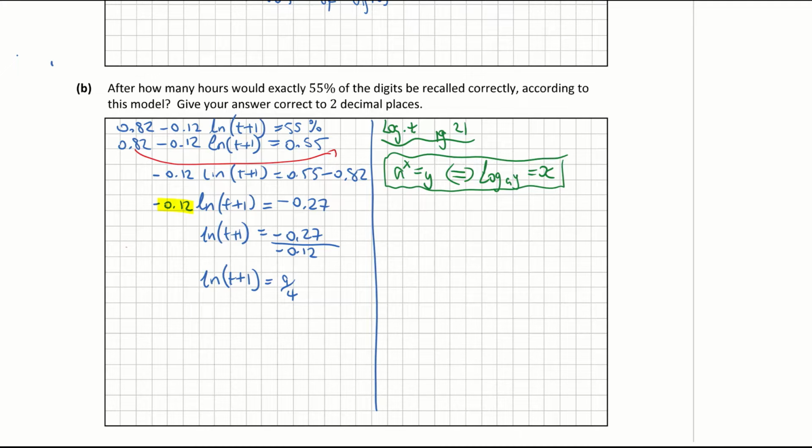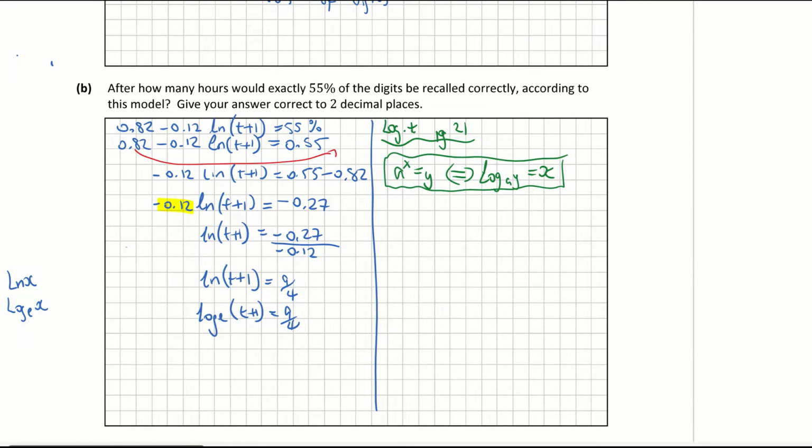Now if I just come back down here, I have the natural log of t plus 1. Now that's the same as, so ln of x is the exact same as me writing that as log of x to the base e. So that's my natural log. So I'm just going to rewrite this here as log to the base e of my x, which is t plus 1, is equal to 9 over 4. So I'm just rewriting my log there. Instead of calling it ln, I'm writing it in terms of the log.